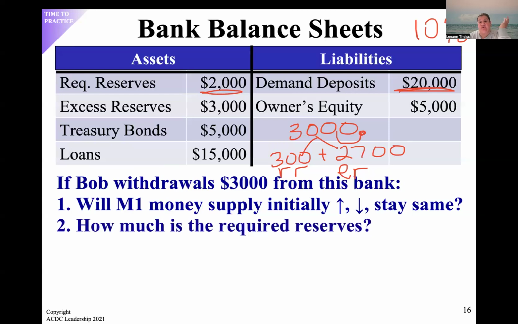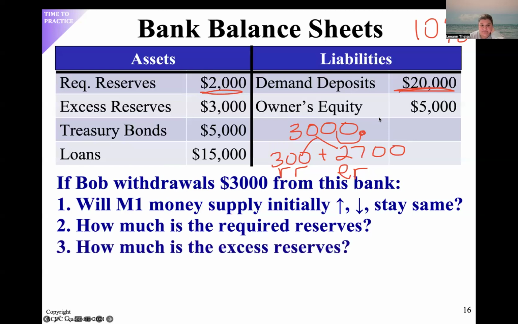Number two, how much is the required reserves? We already did that. It's 10%. How can I tell that? You tell that by looking at how much is in required reserves and how much is in demand deposits total and get a percentage. How much is the excess reserves?